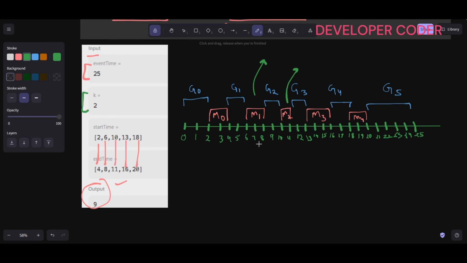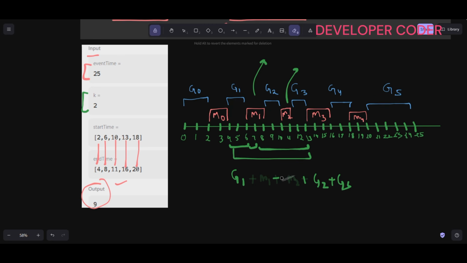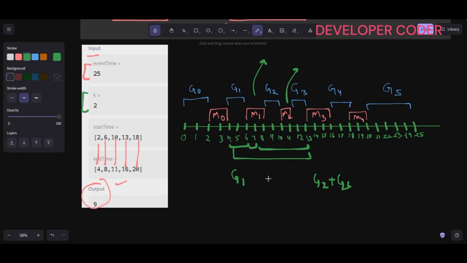Here, if you see, in this total space we have g1 plus m1 plus m2 plus g2 plus g3. So m1 and m2, let's say I'm going to combine them here. Here I place m1, size is 2 now, and m2 I place here. So this is going to be my free space: g1 plus g2 plus g3 is going to be my free space.